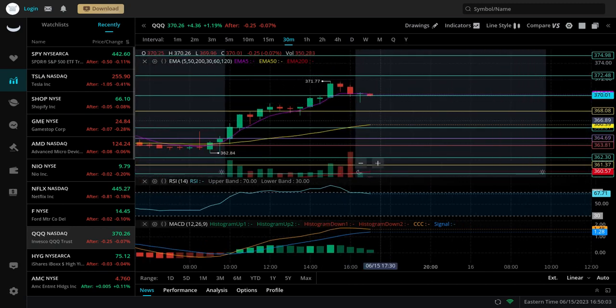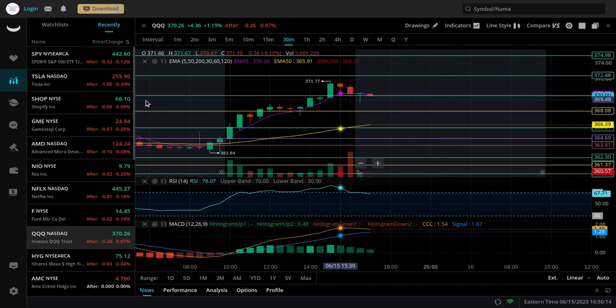For that reason, we're just going to have to wait and see where it goes tomorrow because of the OPEX expirations. And we have the Michigan Consumer Sentiment Report coming out 30 minutes after the market opens. And we're going to get a big reaction to that, which could change directions of the market.